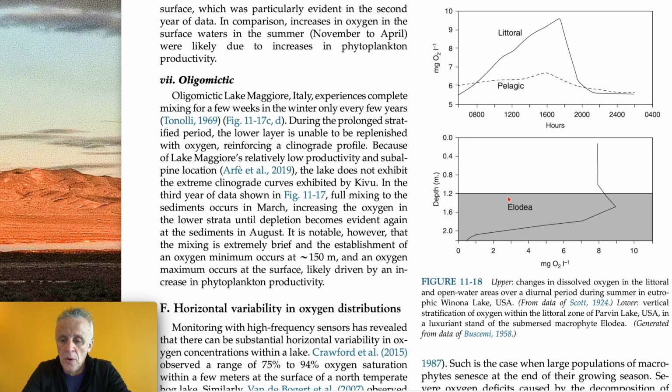So here we are looking at the vertical stratification of oxygen within the littoral zone. Here we're only looking at the littoral zone, and the y-axis now is the depth, and the x-axis is the concentration of oxygen. So 0 is at the surface, and 2 meters is at depth. And Elodea is a type of aquatic plant, and apparently it starts to occur right at 1.2 meters, if that gray zone is what it means. And so therefore it's not found between 1.2 meters and the surface.